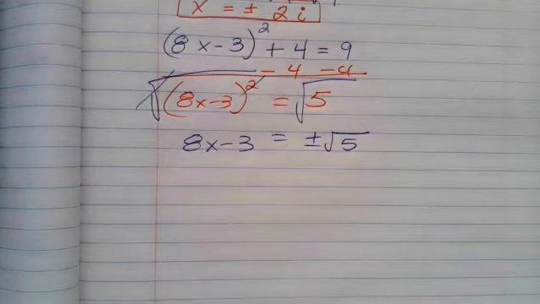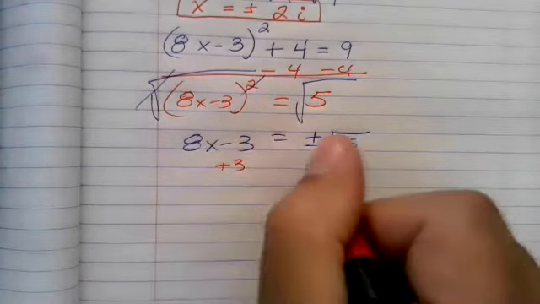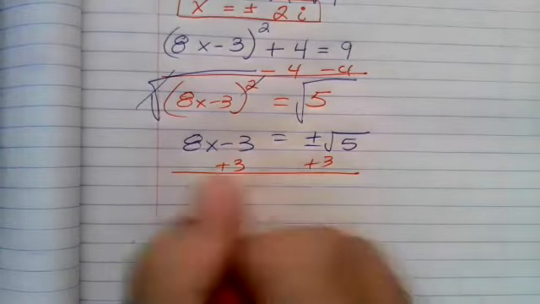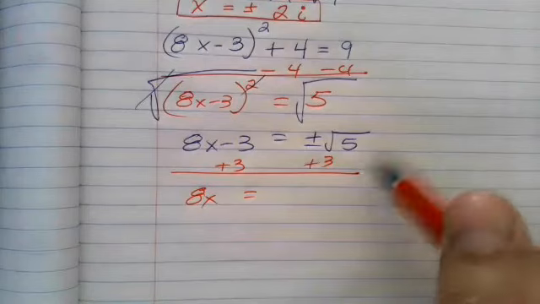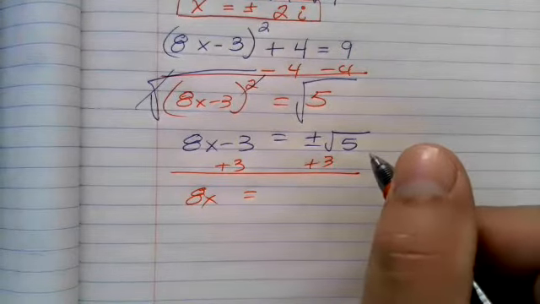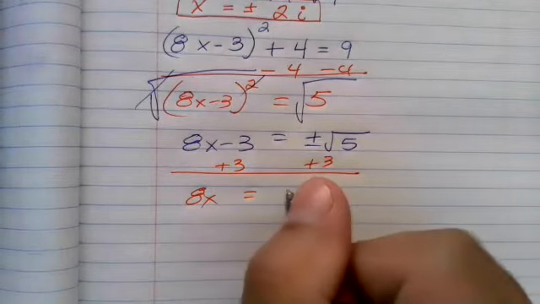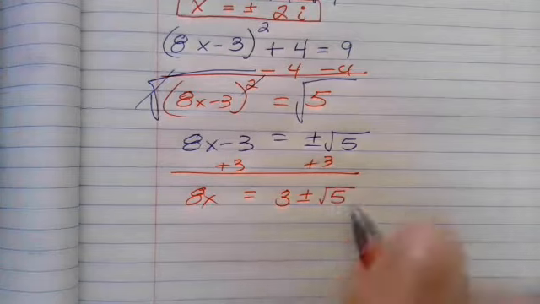I do have a radical still. My objective is to isolate x. So I'm going to add 3 to both sides. So I have 8x is equal to, I can't combine these, they're unlike, right? I can only combine radicals with radicals. So I could write this as 3 plus or minus radical 5.